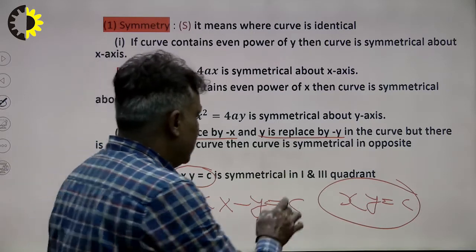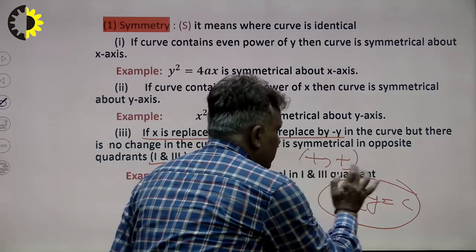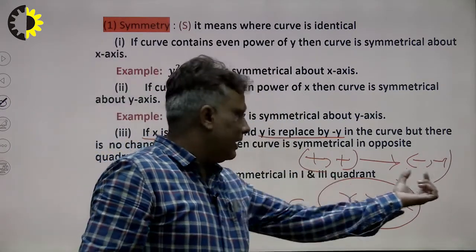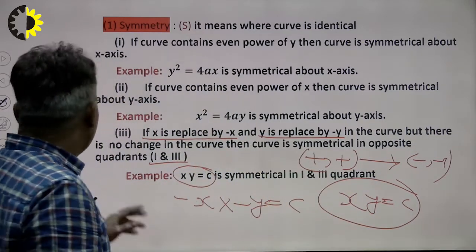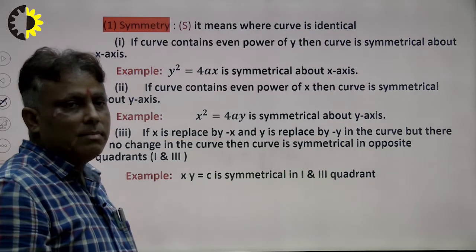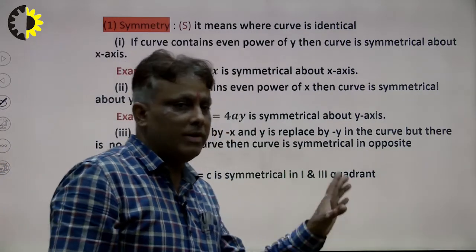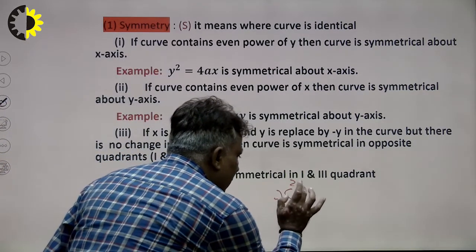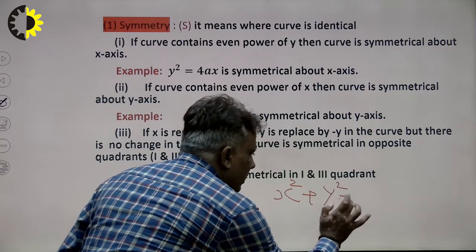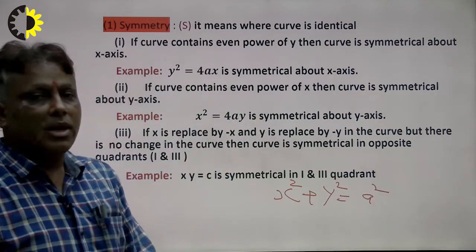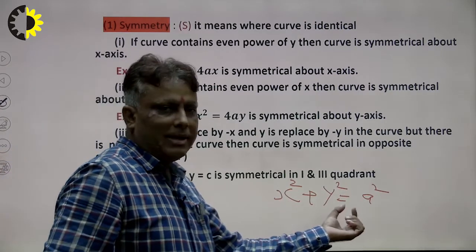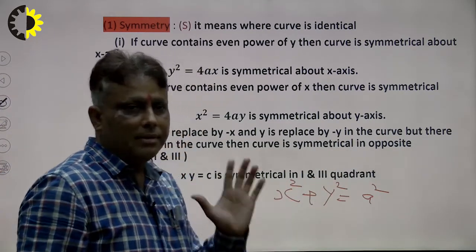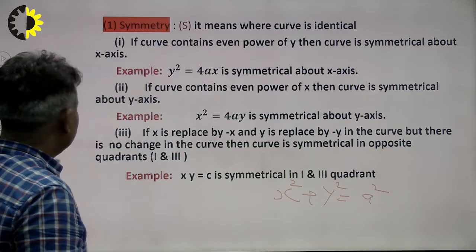Because plus plus changes into minus minus, and there is no change. Plus plus is the first quadrant and minus minus is the third quadrant. That means there is no change after changing x by minus x and y by minus y. So the given curve is symmetrical about the first and third quadrant. Another example, x square plus y square is equal to a square. This is a curve in which if I replace x by minus x and y by minus y there is no change. So we can say that the given curve is also symmetric in the first and third quadrant, right? In this way we find three symmetries here.